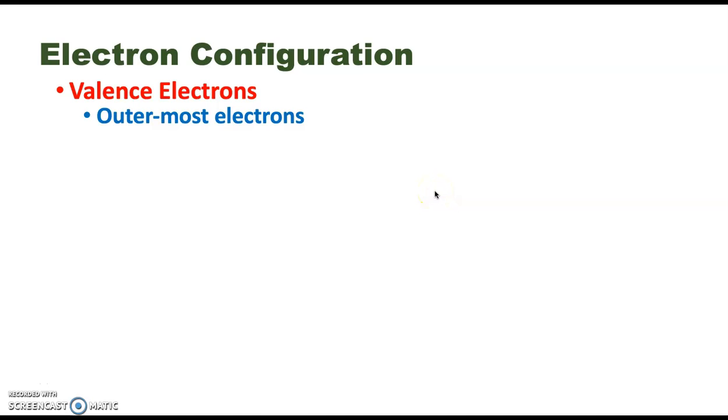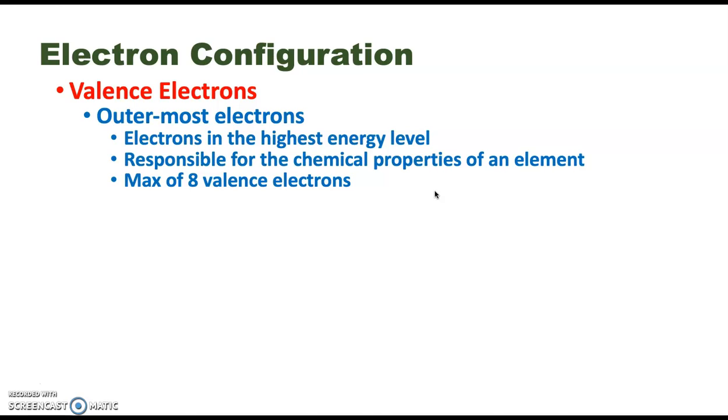If you don't know how to do electron configuration yet, you should go back and rewatch that video, because you're required to know how to do electron configurations before you can solve for valence electrons. Before we look at how to find the number of valence electrons, we are going to look at what they actually are. So the valence electrons are the outermost electrons. They're the electrons in the highest energy level.